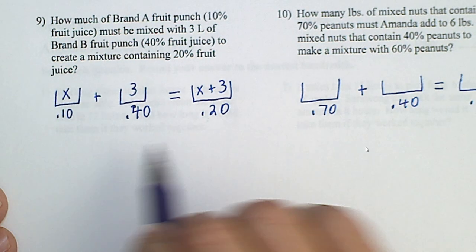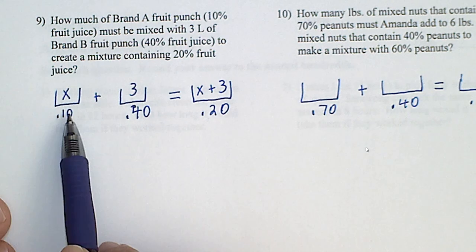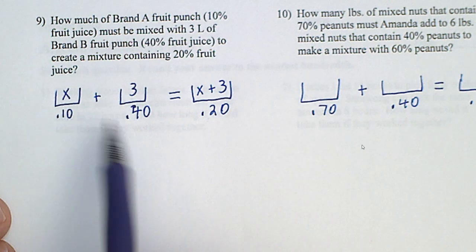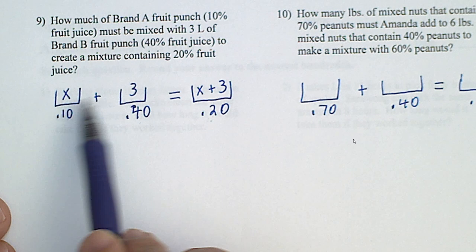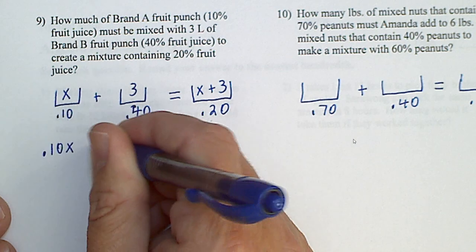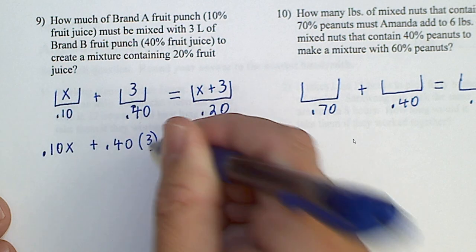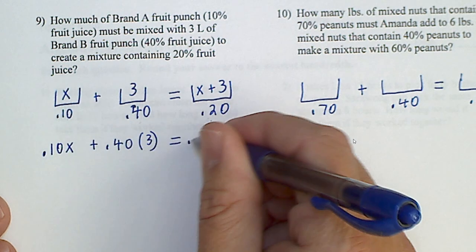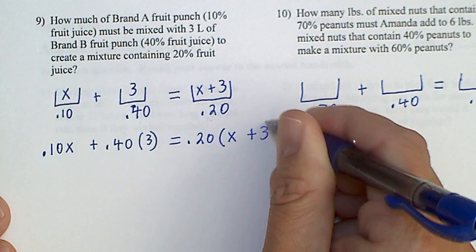And really what we have here now is just a simple equation. You're just going to take whatever number is these percentages that are underneath the containers. We're just going to multiply them by whatever is inside the containers. So 0.10 times X plus 0.40 times 3 will equal 0.20 times, and I got to put in parentheses here, X plus 3.